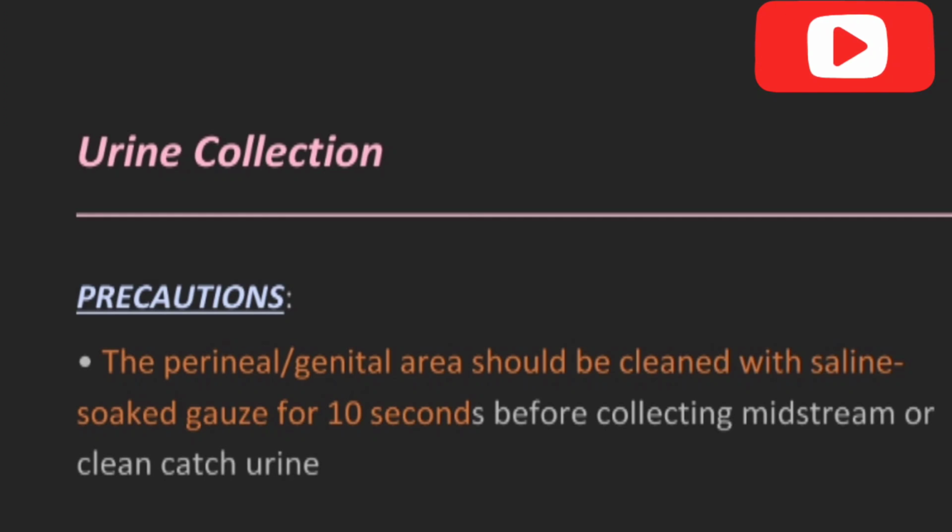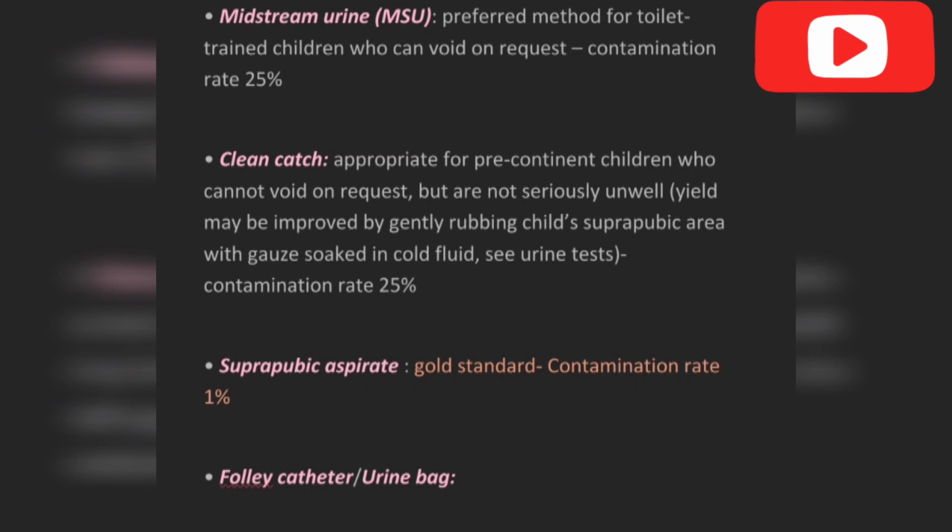So there are different methods of urine collection. The preferred method is called midstream urine sample collection. But in case of infants or small children, midstream urine sample collection is not easy. So we have to collect the urine through clean catch. In this, appropriate for continent children who cannot void on request but are not seriously unwell, you will take the urine sample by clean catch.